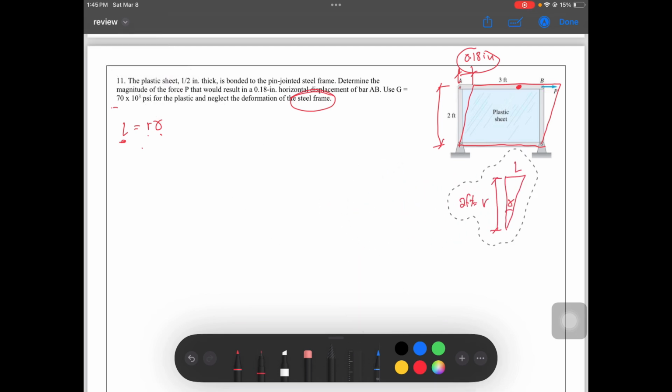Okay, so let's get gamma. We can get gamma. 0.18 inches is equal to 2 feet times 12. Why? Times 12 to get inches. And then we get gamma. So we get a gamma equal to 0.0075 radian. So with this, how do we get the magnitude of P?